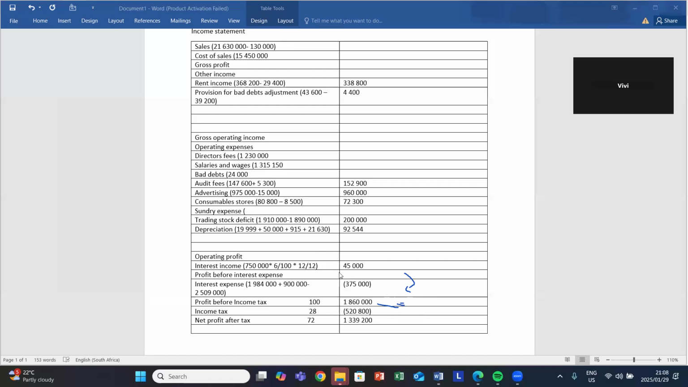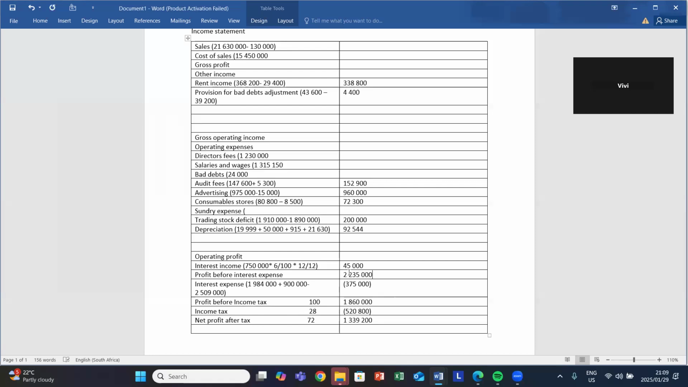But in this situation, you don't have this value. So I told you that you will do vice versa of what you normally do. Vice versa meaning you say 1,860,000 plus 375,000, and then we'll get your profit before interest expense. 1,860,000 plus 375,000 is 2,235,000.